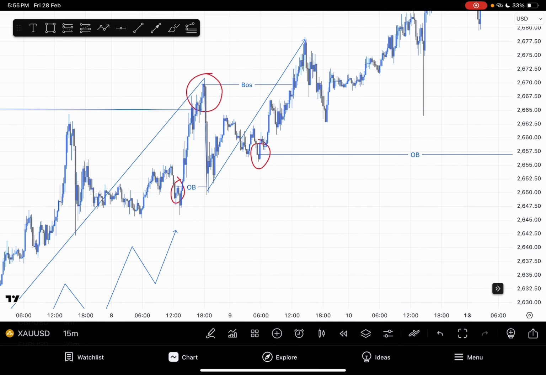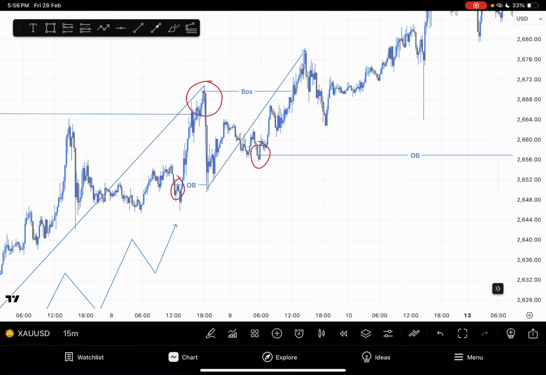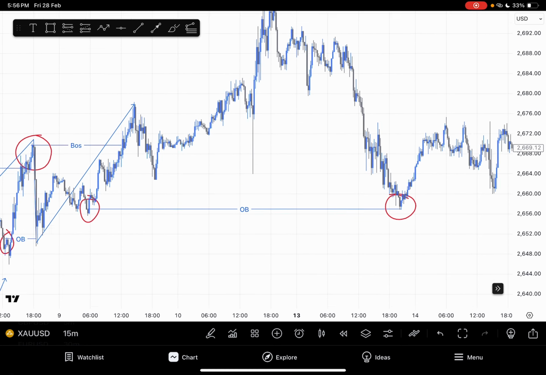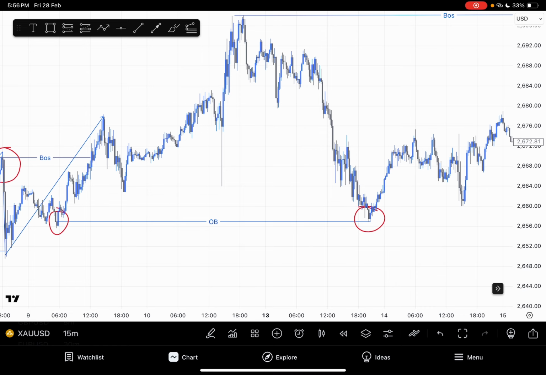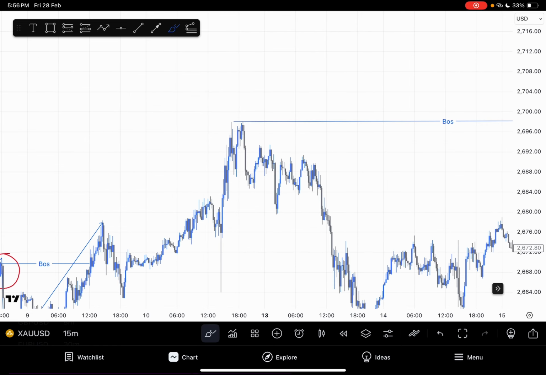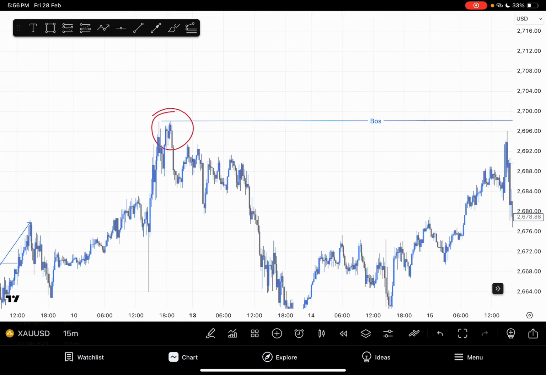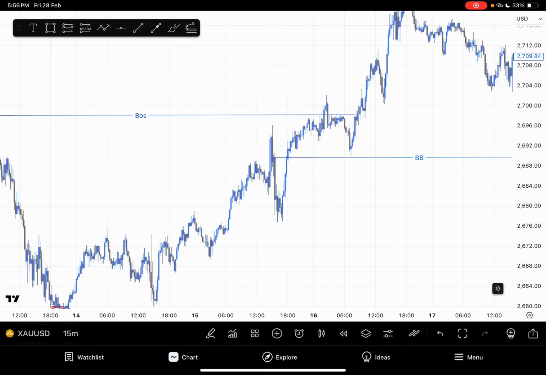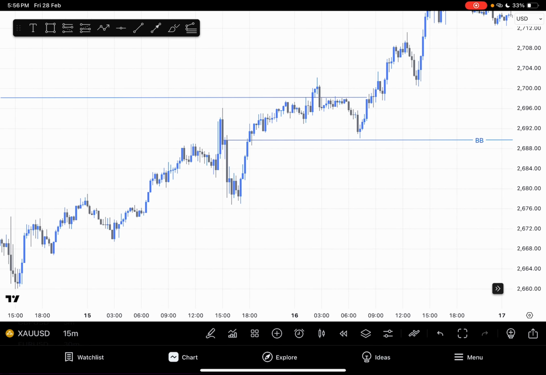Once you already have the break of structures marked down on your chart, once you open your chart, you must always know the direction price is heading. So you see after price retested on this OB, it broke above this previous high, creating another break of structure. You can clearly see this breaker block here.